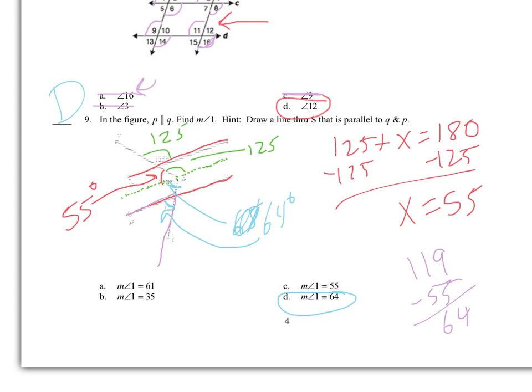Kind of a tricky one. That auxiliary line really throws you off, but when you draw that line on there, then you see how many of those angles you can find and find which one is congruent to angle 1.